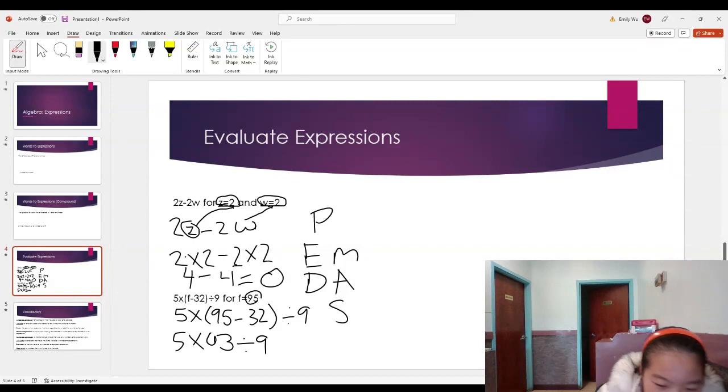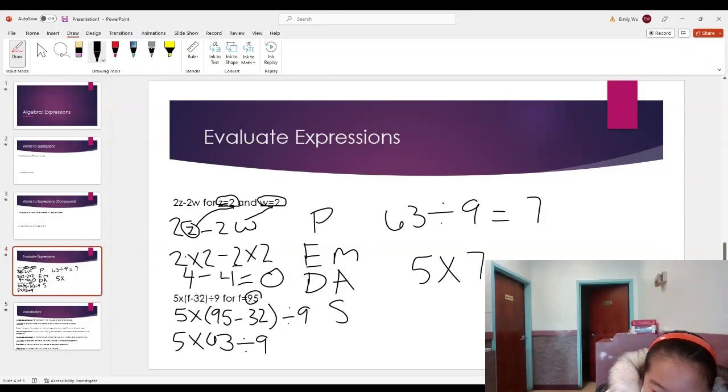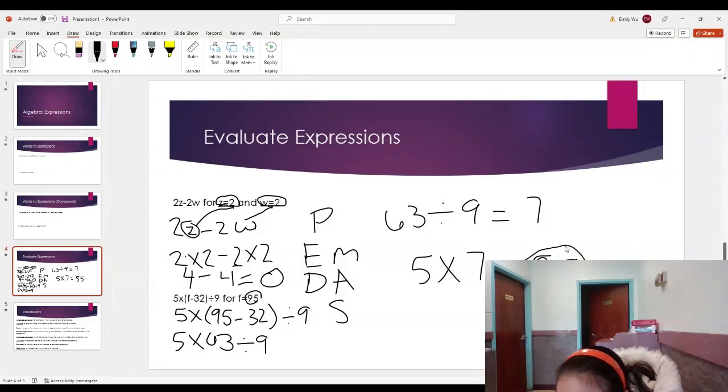And divided by 9. Now you have to do multiplication next. So 63 divided by 9, you will get 7. So 5 times 7, you will get 35 as your answer. Got it? The answer was 35. Did everybody get 35 as your answer? So 35 is our final answer for the second one.